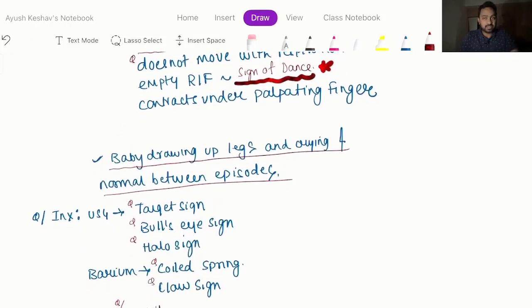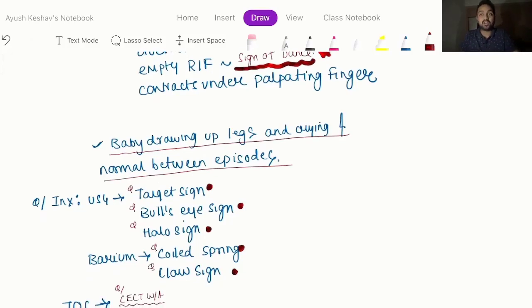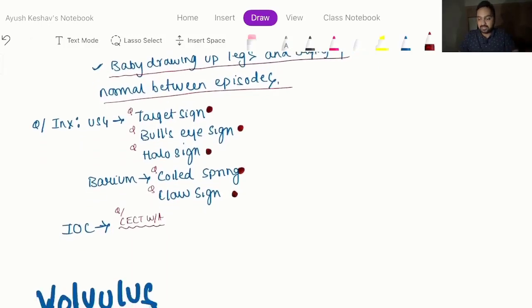On investigation, on USG you can see a target sign, a bull's eye sign, a halo sign, and on barium you could see the coil sign and the claw sign, and the investigation of choice would be CECT whole abdomen.